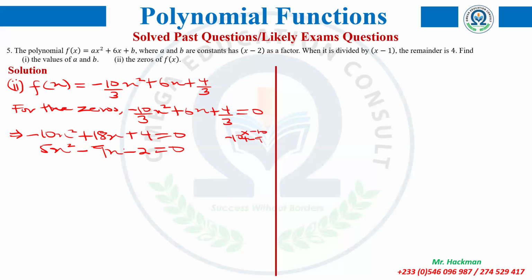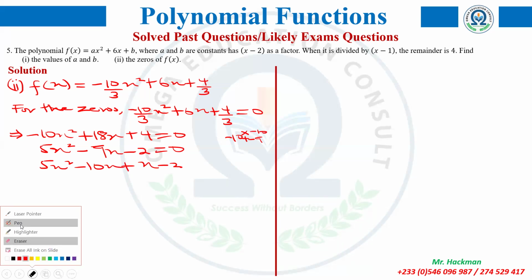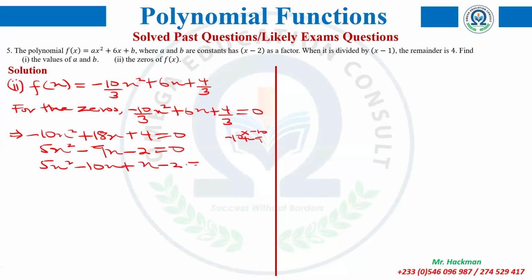Are you with me? Okay, so you write 5x squared. You split this one into negative 10x. Okay, then plus x, then minus 2. Okay, we are almost done. Okay, and this we are told is equal to 0.